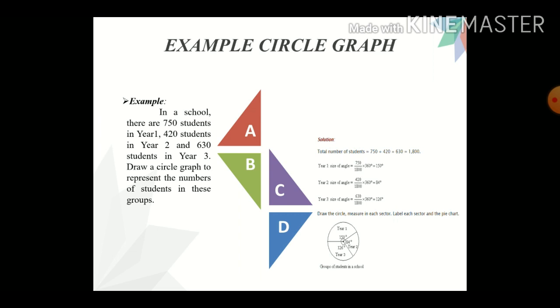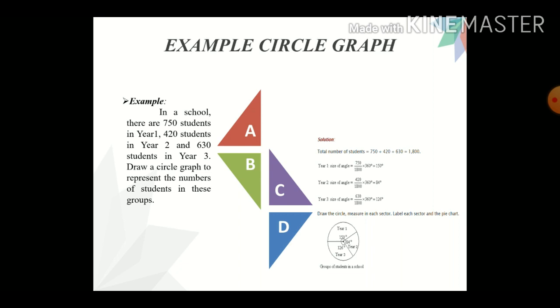Solution. Total number of students equals 750 plus 420 plus 630, which equals 1800.